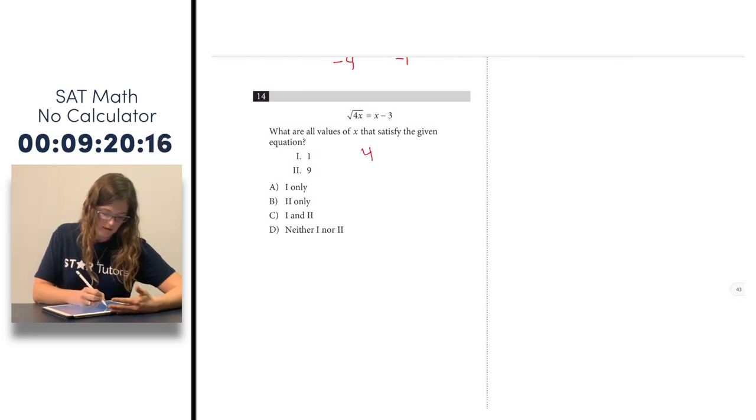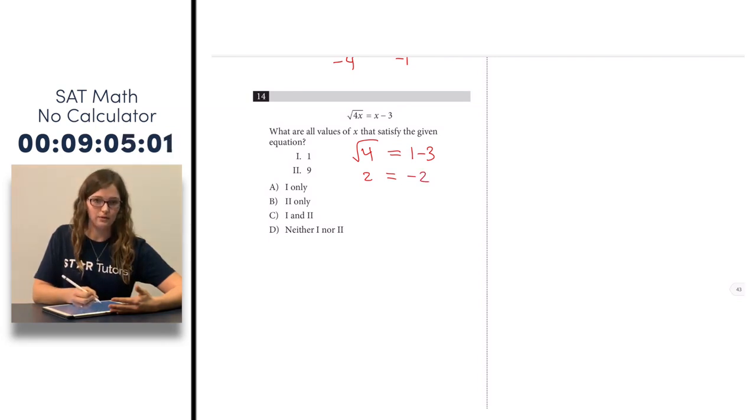So if we plug in 1, I get the square root of 4 equals 1 minus 3. The square root of 4, I'm assuming they mean the positive square root, since they haven't told us that there's a negative square root. So I would get 2 equals -2, which is not true. So 1 is not going to work here. But if you had squared both sides, I think you would get that 1 would work. So that's the trick there. They're trying to get you.